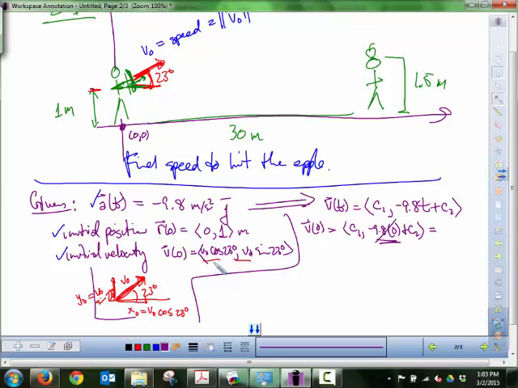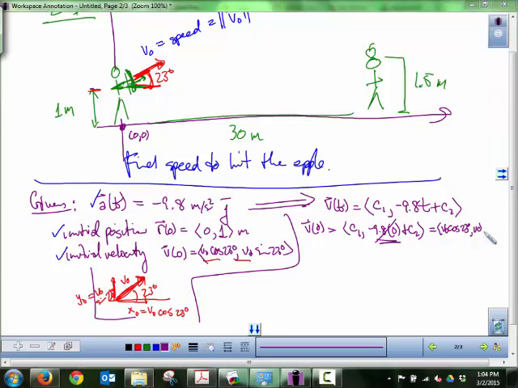And then this, according to the initial velocity that we found, is supposed to be equal to v naught cosine 23 degrees, v naught sine 23 degrees. And so when we set them equal to each other, we see that c1 is equal to v naught cosine 23 degrees, and c2 equals v naught sine 23 degrees.